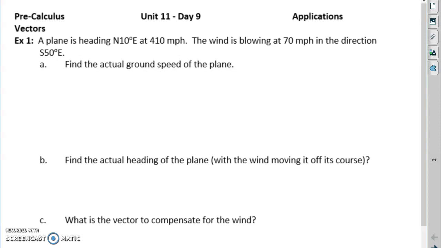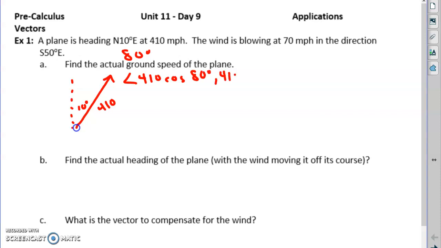All right, so we're going to start with a plane heading north 10 east at a magnitude of 410 miles per hour. I got that. 410 is the magnitude, the velocity. The angle is 10 to the east of due north. We now are pretty good at that. North 10 east is 90 minus 10, or an 80-degree math angle. So the component form of that vector is 410 cosine of 80, comma 410 sine of 80.